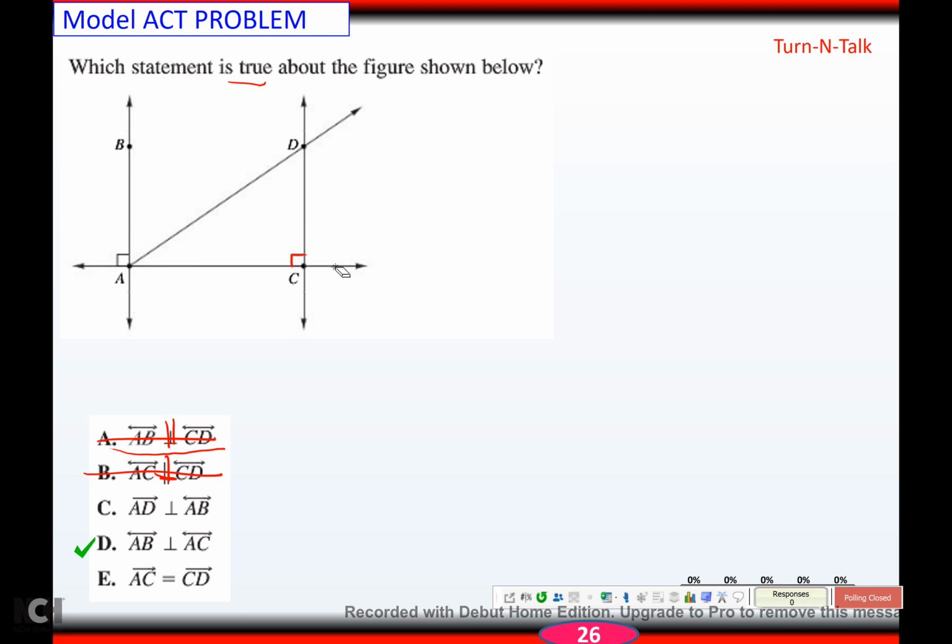The next one says that AD is perpendicular to AB. Well, here's AD, and here's AB, line AB. Those are not perpendicular because that's not a 90-degree angle, so that's not true. If I check the next one, AB is perpendicular to AC. Well, here's AB, here's AC. That indicates a 90-degree angle, so that's true. And you could talk about the last one, but I found the answer. It says ray AC is equal to ray CD. You have no way of knowing that, so we don't know that they're equal. We can't assume that they're equal.